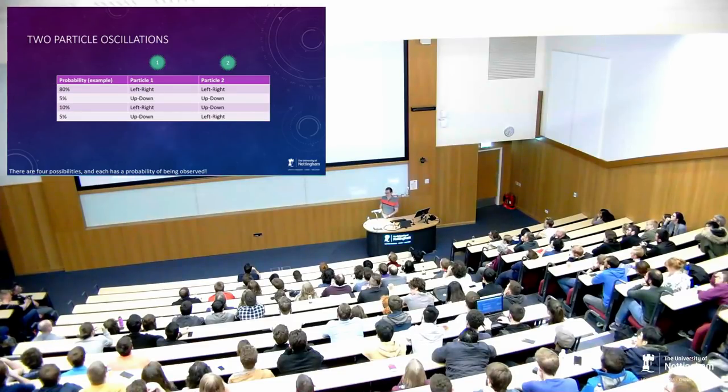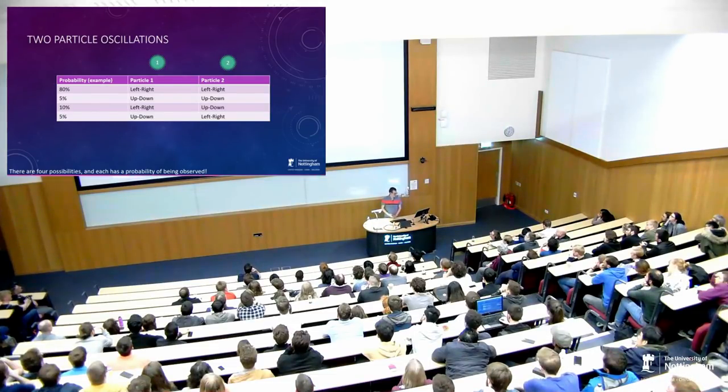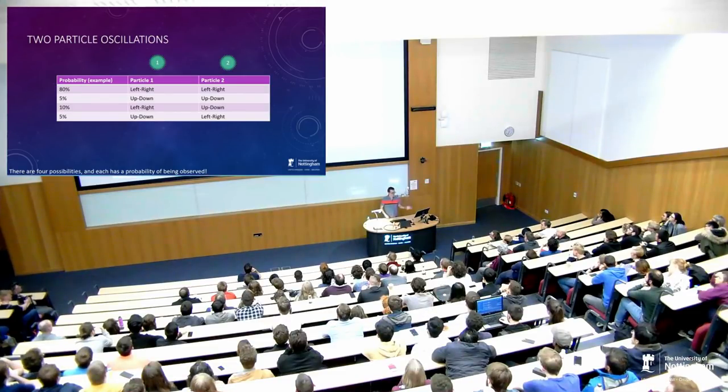In this example, I'm saying there's an 80% chance that our first particle is moving left and right, and the second particle is also moving left and right. There's a 5% chance that the first particle is moving up and down, and the second is also moving up and down. And so on and so forth. You can write out every possibility.